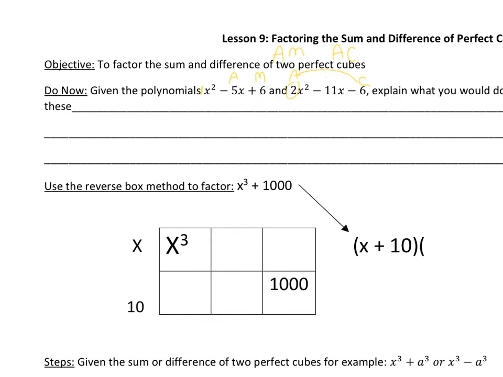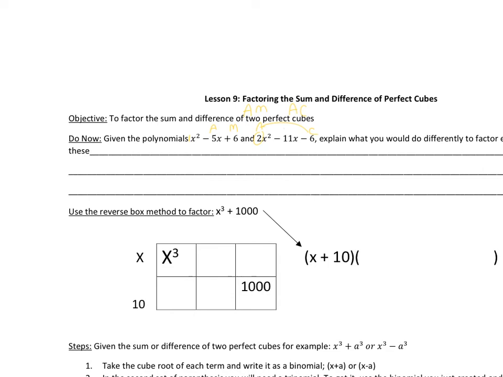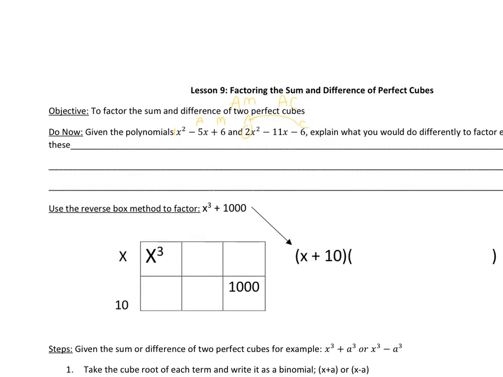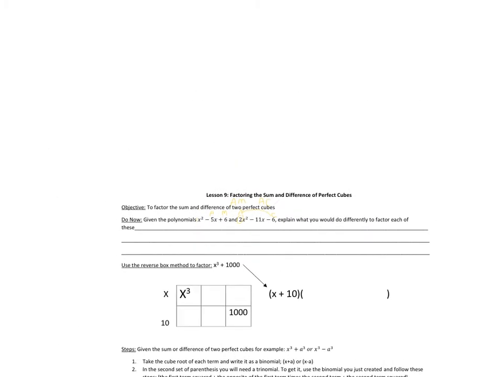All right, so what we're going to do is use something called the reverse box method to explain to you how to factor perfect cubes. Now, the first thing you guys need to know is, what is a perfect cube? Well, for letters, it's x cubed. It's anything you could take a cube root of. So let's have a little mini lesson over here of what a perfect cube is, okay?